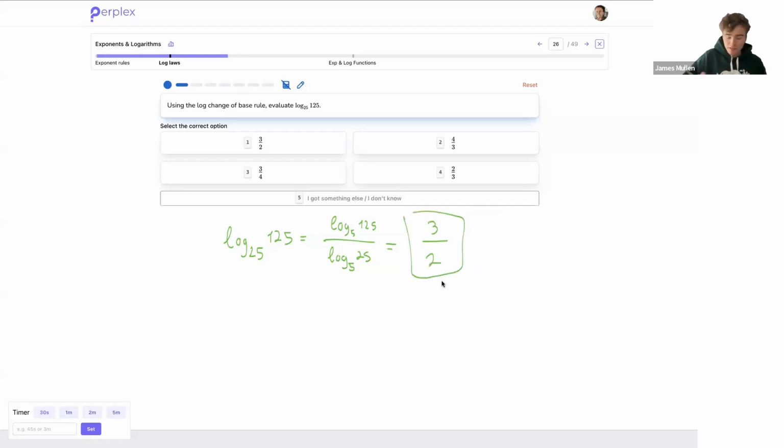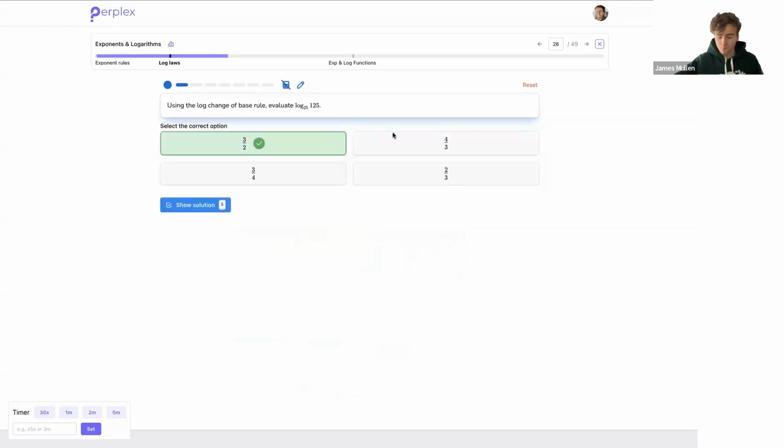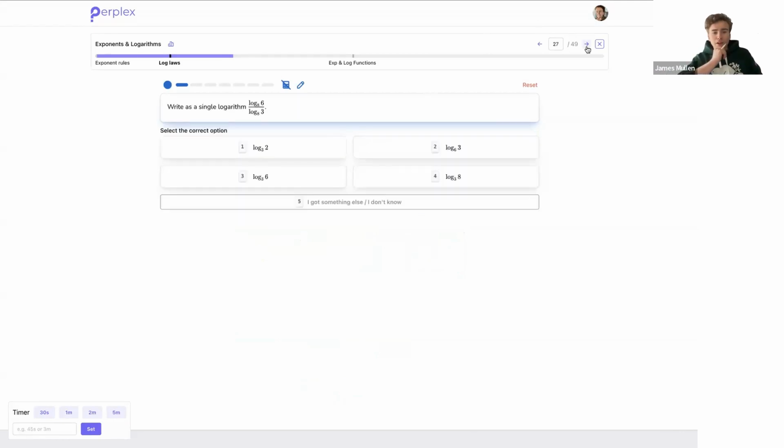The way I prefer to think about this question is to know that I'm looking for, if x is the answer, that according to the definition of log, 25 to the x is equal to 125. So 5 to the 2x is equal to 5 to the 3. That also gives me x is equal to 3 over 2. So equivalent methods, but it's up to you which you prefer. Now I want you to write this as a single logarithm. I'll give you 30 seconds again.